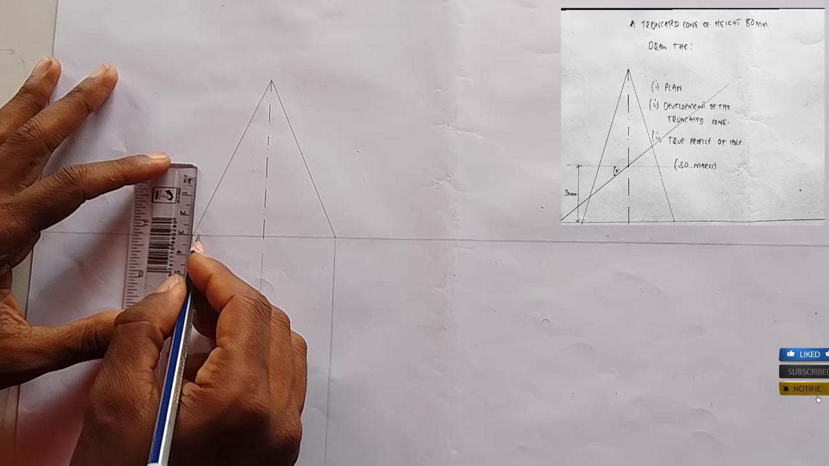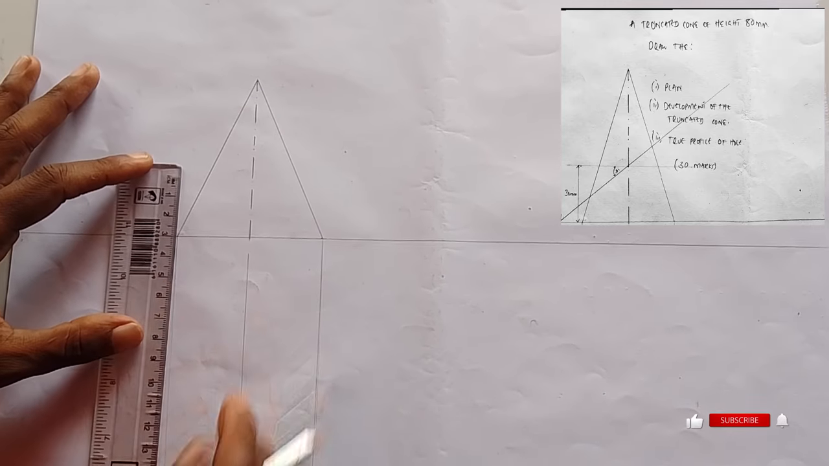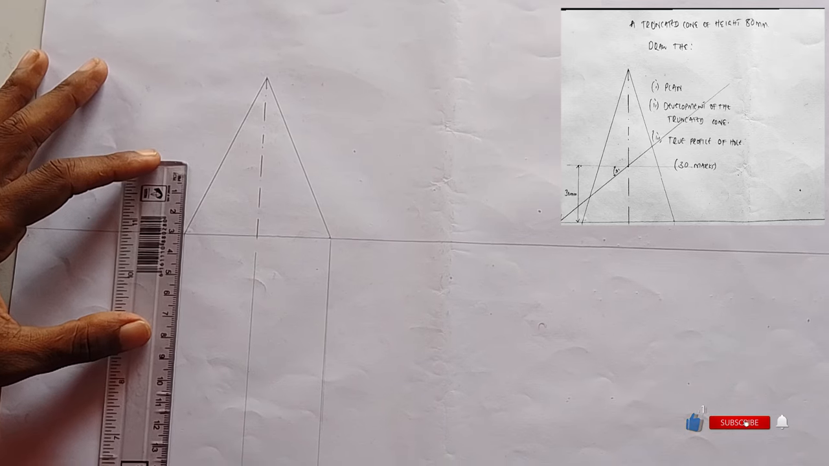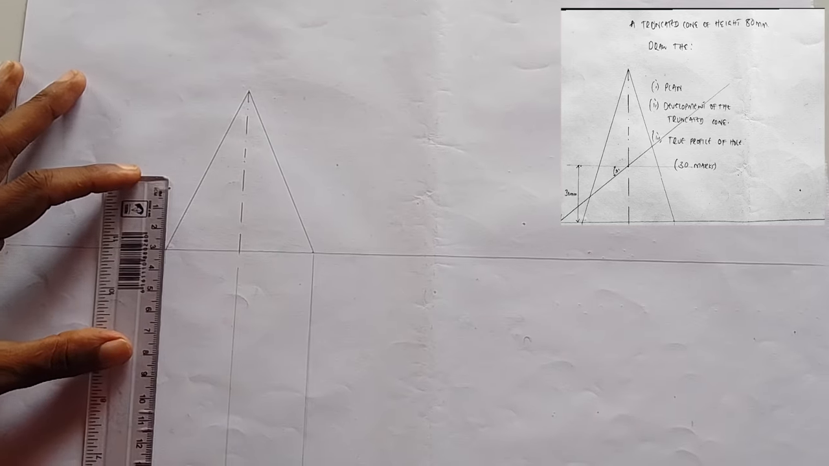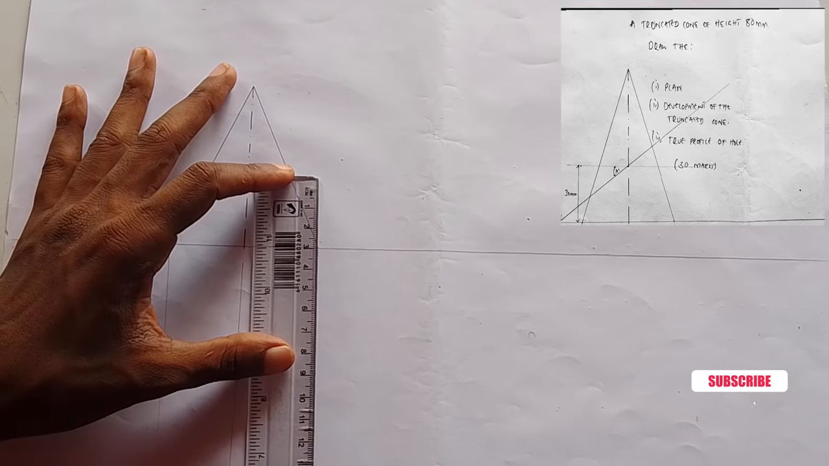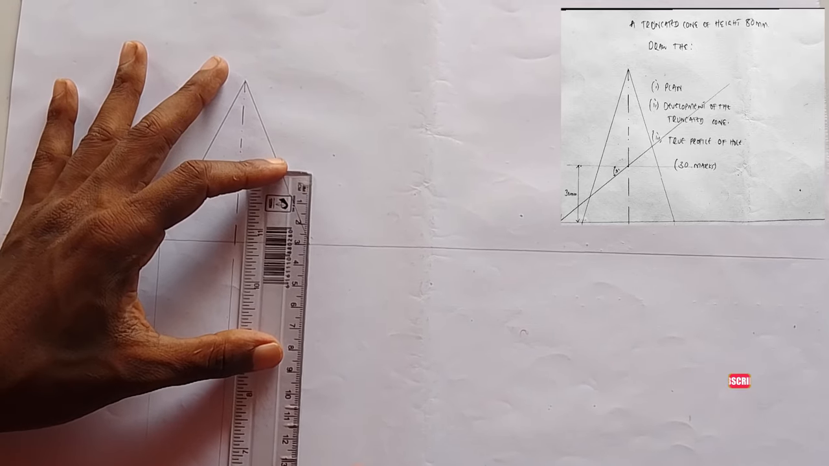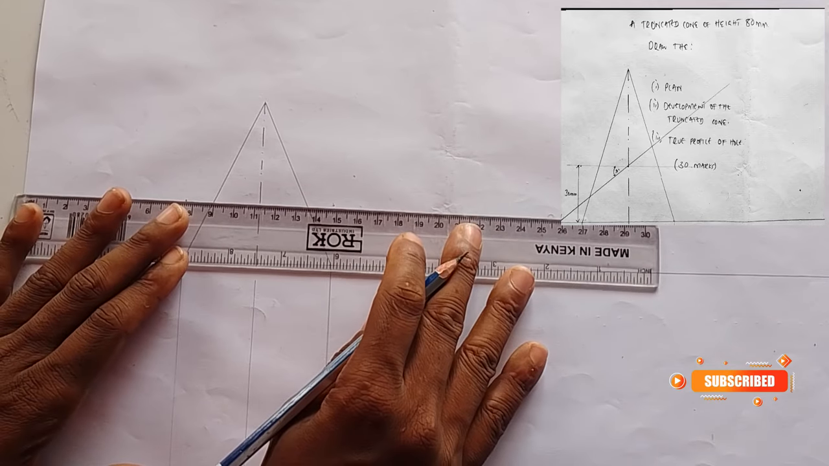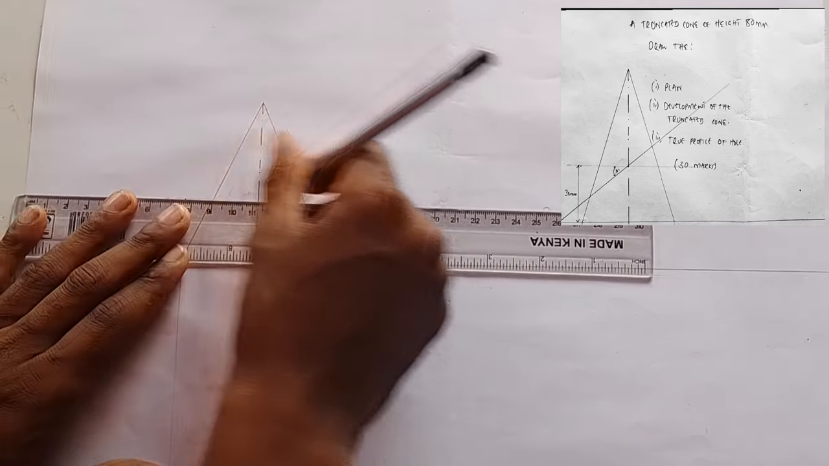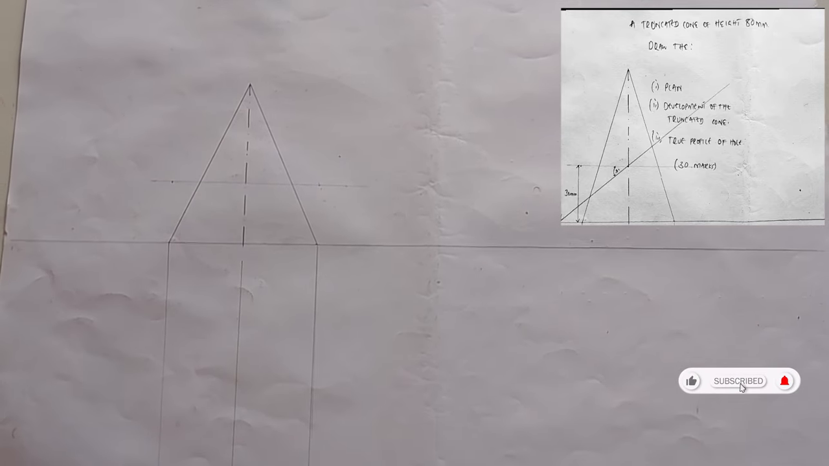From this particular point here, we are supposed to cut it at this point. So this will be 30 millimeters. Maybe you can draw using the other side of the truncated cone like this. It should be 30 millimeters. From this particular point here, that's when you're told that it has been cut at an angle of 30 degrees.